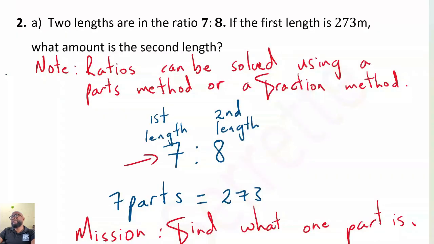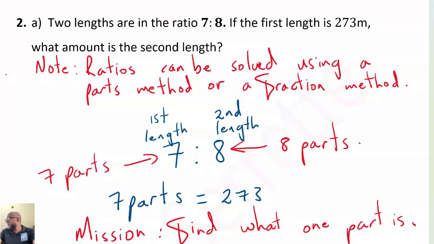These are parts, right? 7 parts, I'll put the 7 here. This would be 8 parts. Put that there for me, please, my children. So 8 parts represent the second leg. But if I know what one part is, then I can find out what 8 parts are.